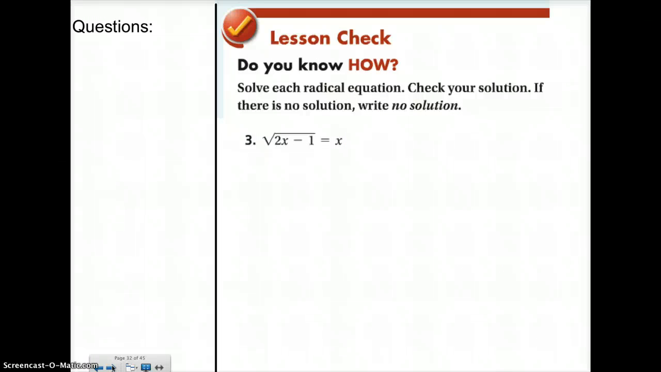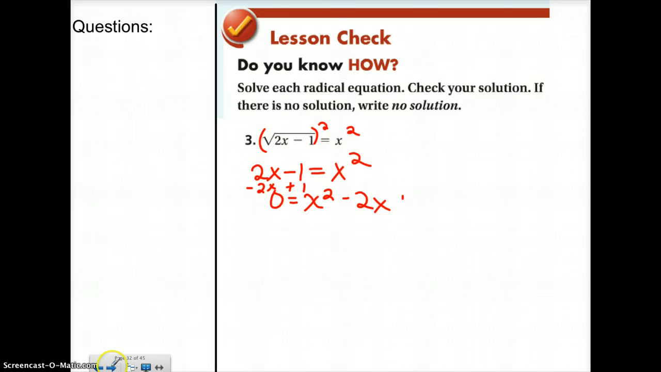So number 3, it says solve each, check your solution. If there aren't any, write no solution. So again, let's take this as we normally would. We'll square both sides to pop that root out. We get 2x minus 1 equals x squared. Again, when I have that x squared and that x term, I need to get one side equal to 0, keeping the x squared positive. So I'd subtract 2x, and I'd add 1.